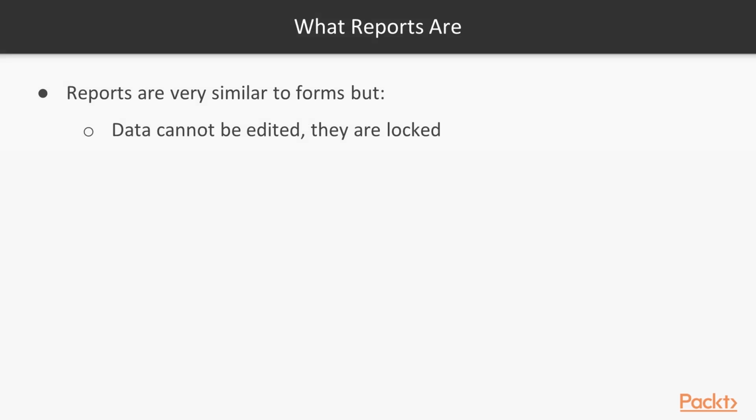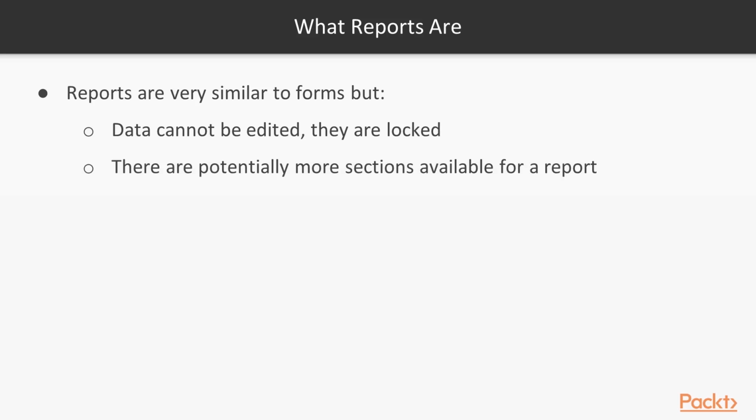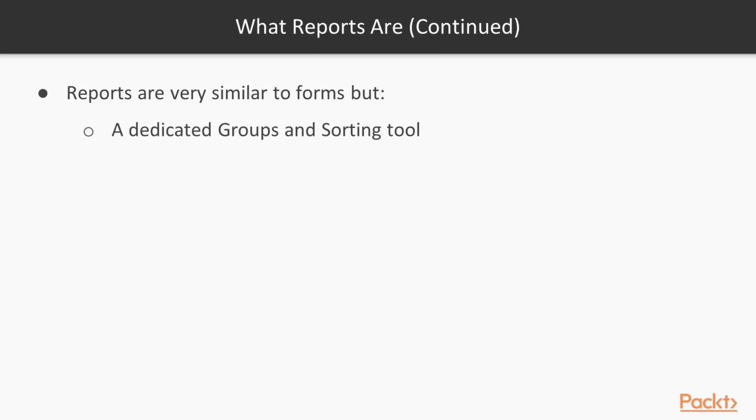Reports are very similar to forms, but data cannot be edited, it's locked. There are more sections available for a report, making this a more flexible Access object. There's an additional view mode called Print Preview mode. There's a dedicated Groups and Sorting tool, making managing sections and data groups a breeze. It provides a richer wizard tool compared to the forms version.